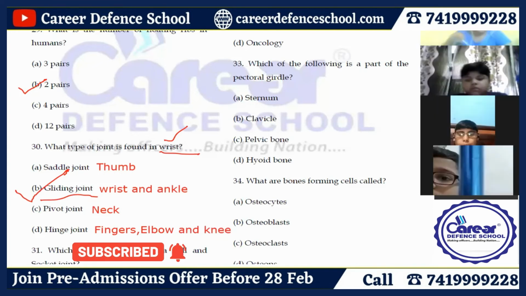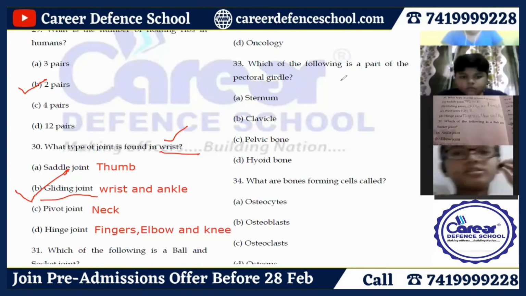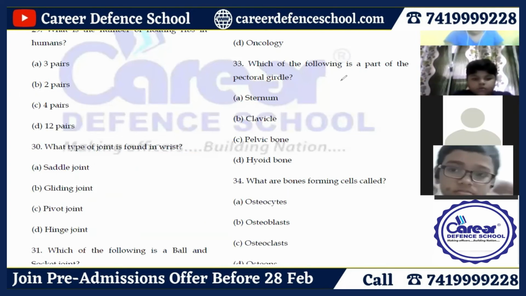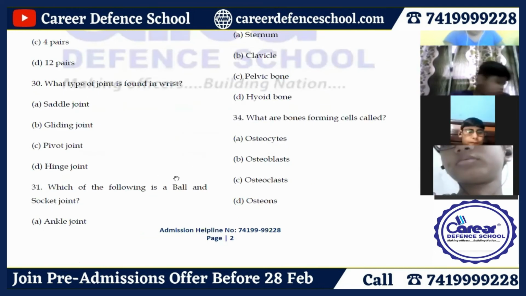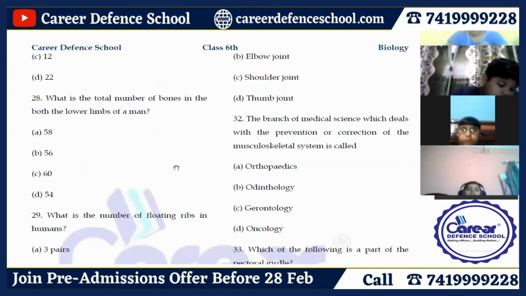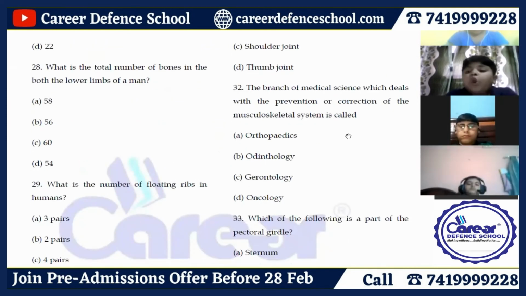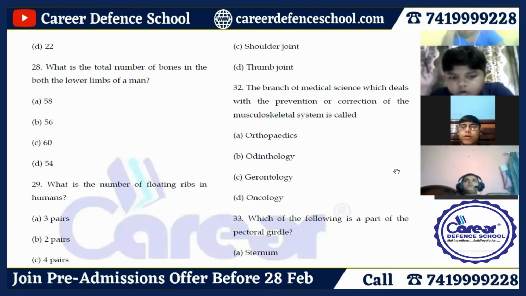Chaliye, let us do the next question. Abhay Malik, yes, you will answer the next question. Question number 31. Which of the following is a ball and socket joint? Ankle joint, elbow joint, shoulder joint, or thumb joint? Which joint is an example of ball and socket joint? Shoulder joint. Very good. Its answer is shoulder joint.